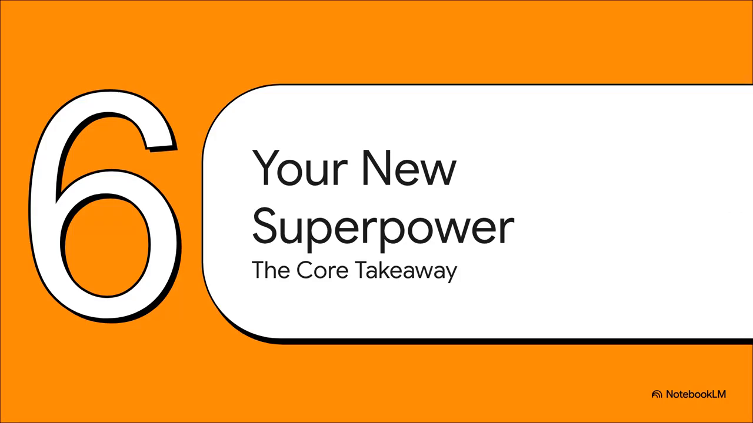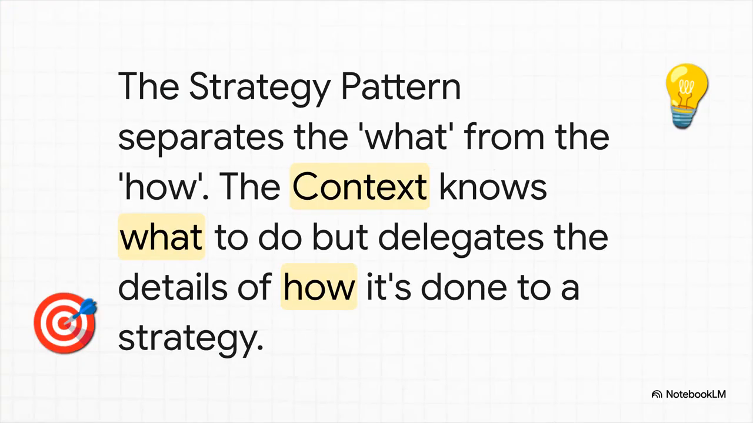So we've been through a lot. The problem, the solution, the pros and cons. But if you're going to walk away with just one thing, what should it be? What's the core idea here? It really all boils down to this. The strategy pattern lets you separate the what from the how. Think about it. Your shopping cart knows what it needs to do. It needs to process a payment. But it doesn't care about the nitty-gritty details of how. It just hands that job off to a specialized strategy object that knows exactly how to handle it.